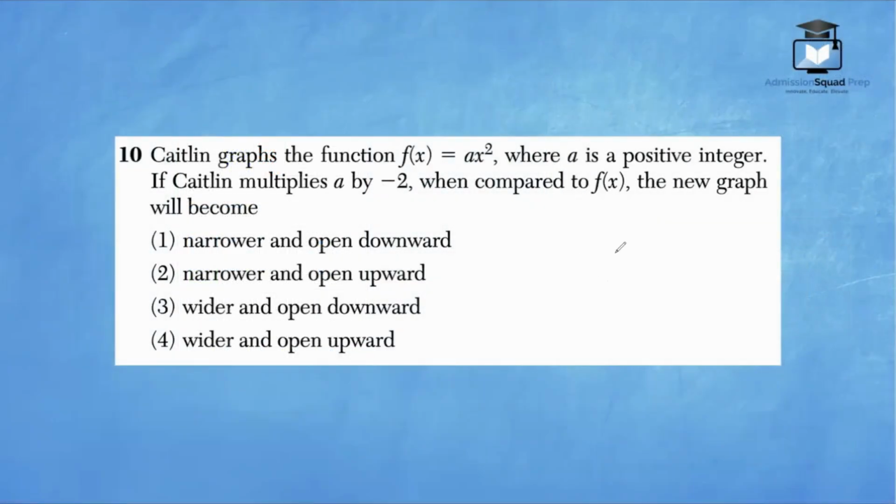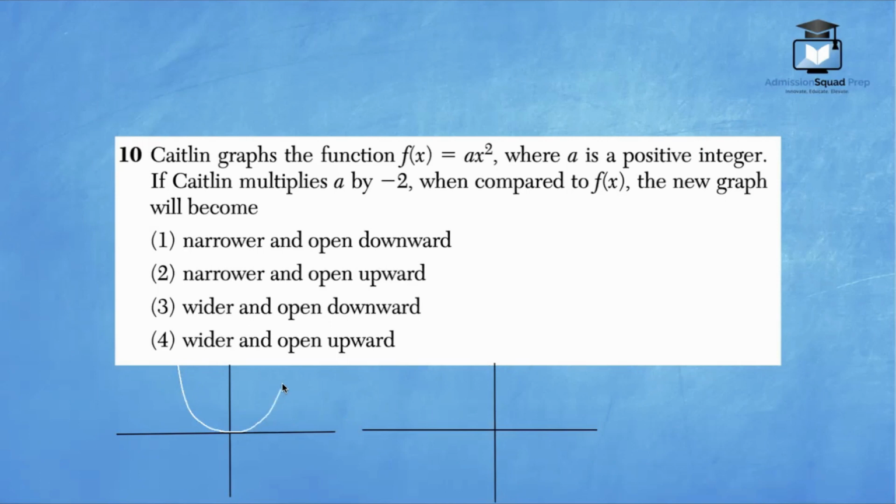Question number 10 says, Caitlin graphs the function f of x equals ax squared, where a is a positive integer. If Caitlin multiplies a by -2 when compared to f of x, the new graph will become. Let's talk about function transformations in this video. Let's say you have y equals x squared, and it looks like this, right? That's going to be a parabola, right? This is what y equals x squared is.